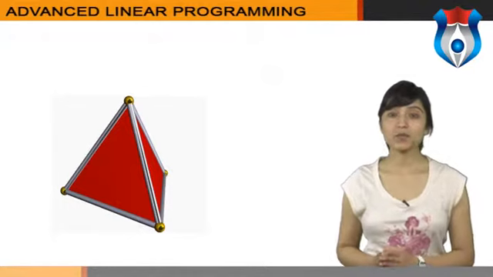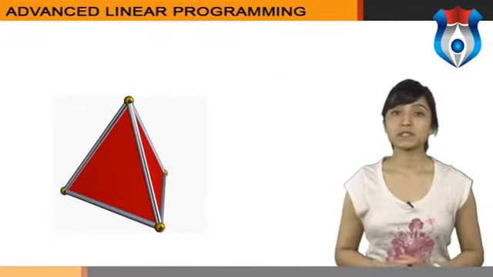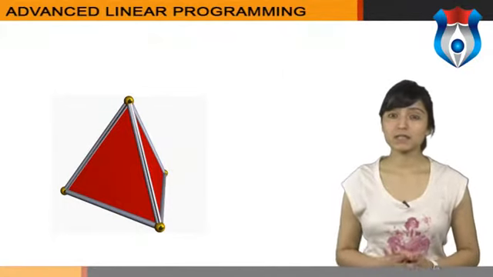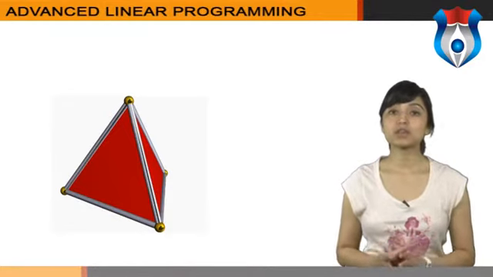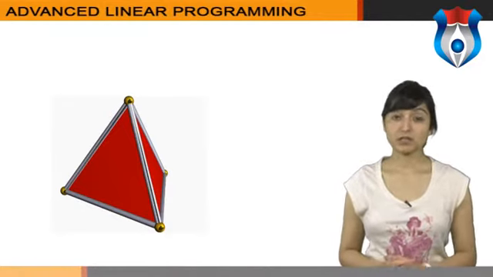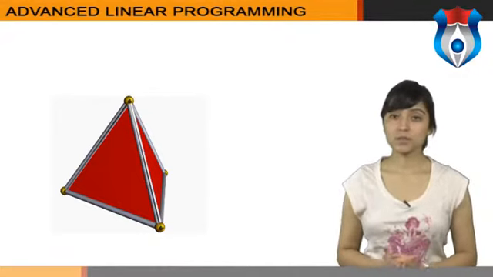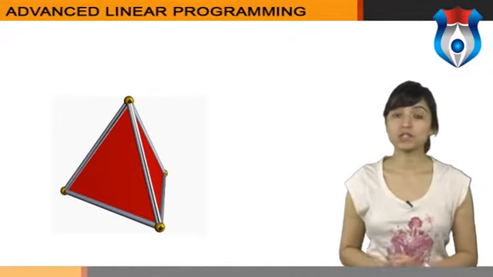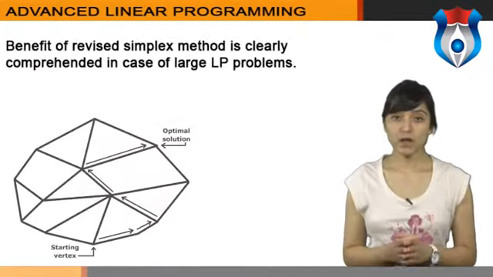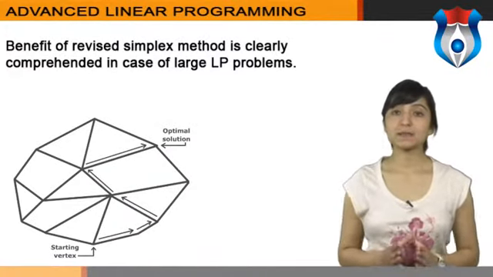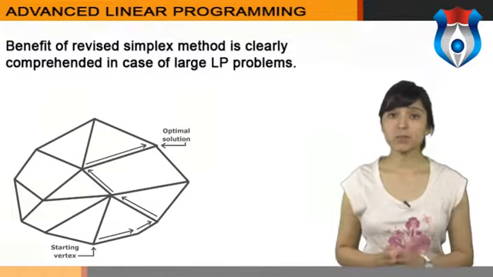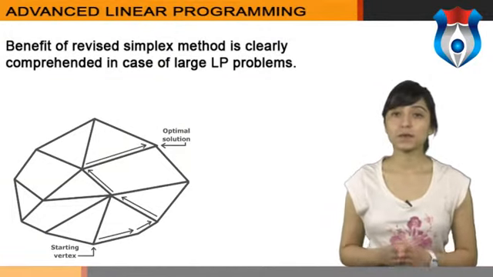Duality of an LP problem is a useful property that makes the problem easier in some cases and leads to the dual simplex method. This is also helpful in sensitivity or post-optimality analysis of decision variables. The benefit of the revised simplex method is clearly comprehended in the case of large LP problems.